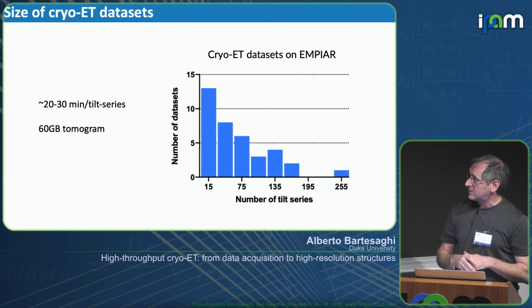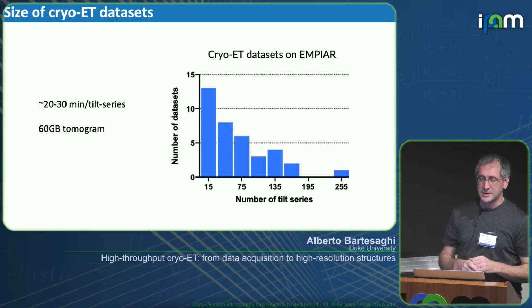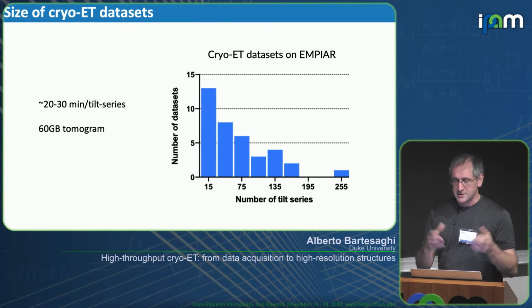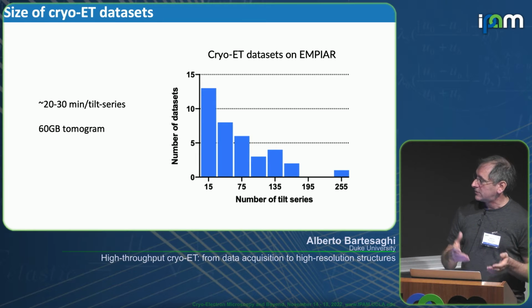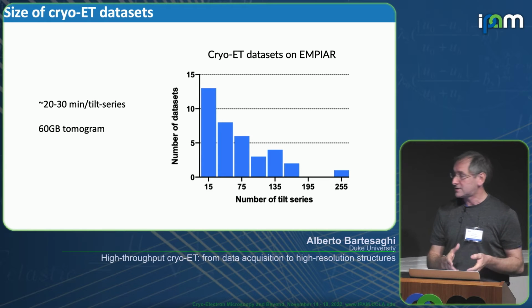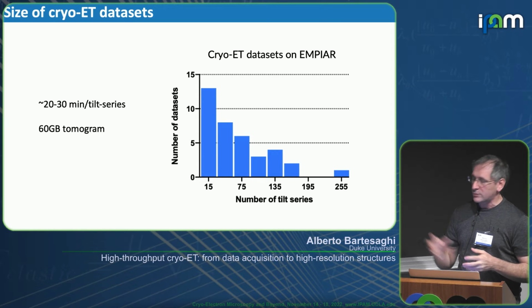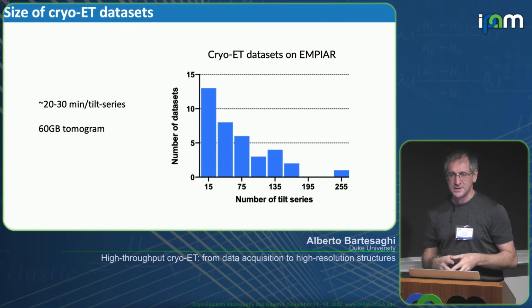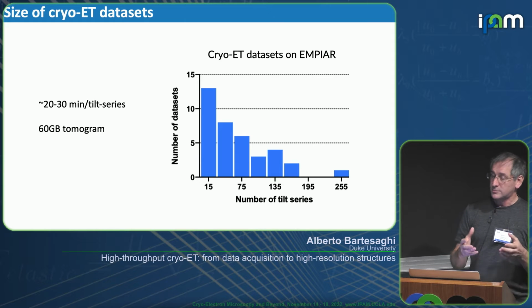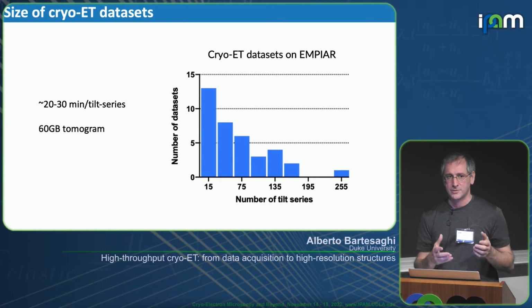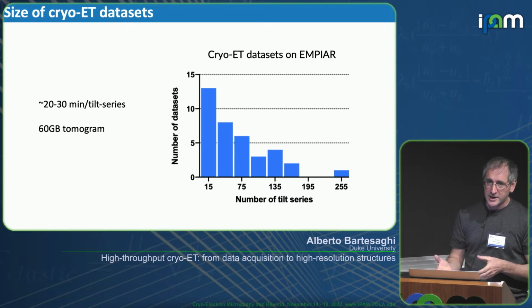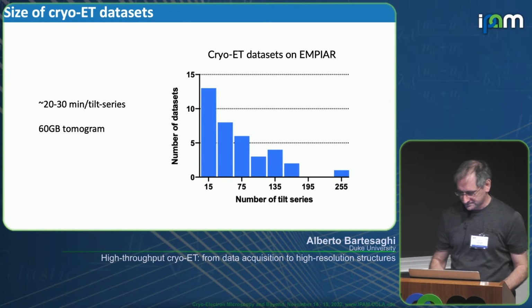If you go and look into the EMPIAR database, how big are these data sets? A data set is typically multiple tomograms. Most of them are actually less than 15 tomograms, so a single data set is only 15 or fewer tomograms. Then we have some that go to 25, some over 100, there are a few, and then there's one outlier, which is 250. But the point is that these data sets are small, almost too small to do any kind of meaningful averaging, and the reason is that data collection is very, very slow.